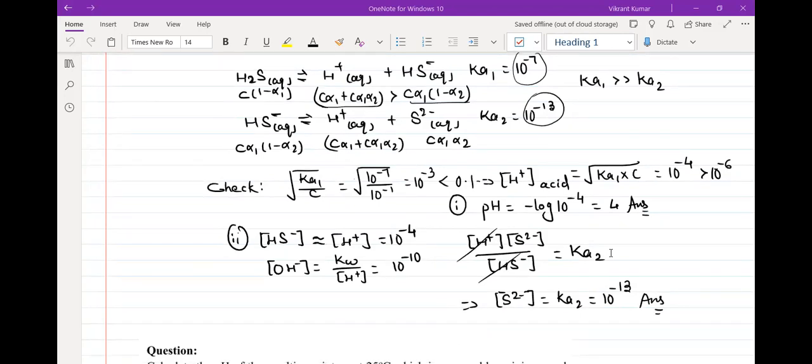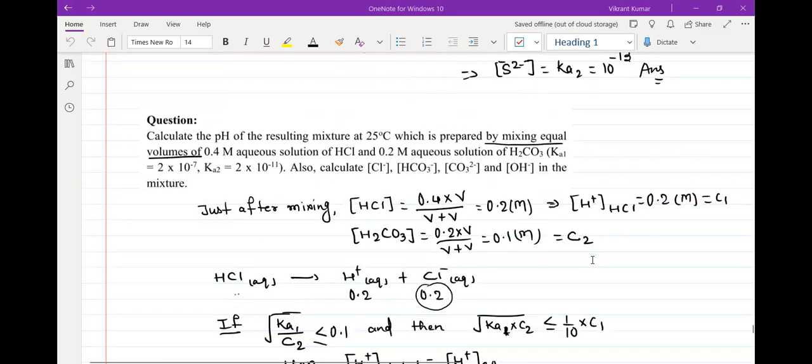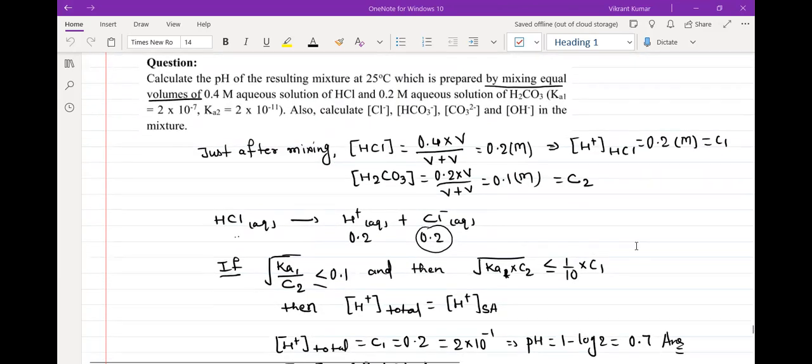For sulfide, we will go to the second step, in which we'll write H plus into sulfide upon HS minus, which will be K2. We know K2, and H plus and HS minus are equal, so they will cancel out. So sulfide was 10 raised to minus 30. The second question was like the case 5 that we studied, in which we had a weak acid and a strong acid. There we had learned that the strong acid will impose a common ion effect on the ionization of the weak acid.